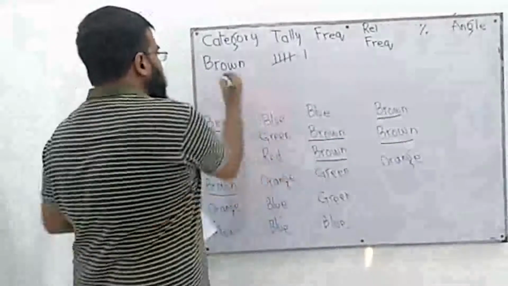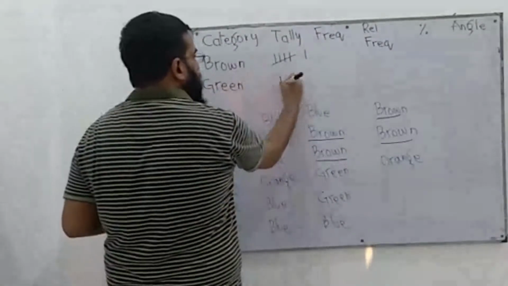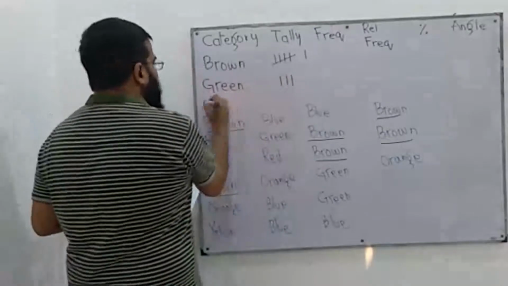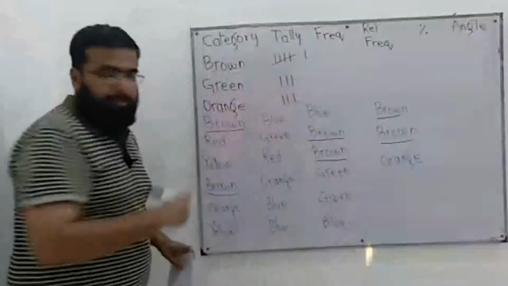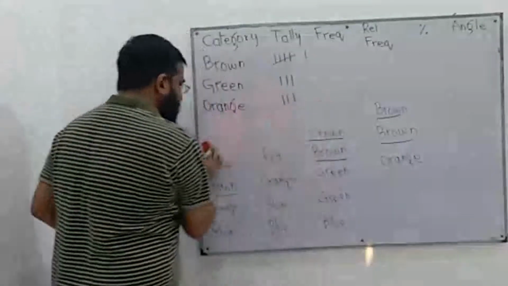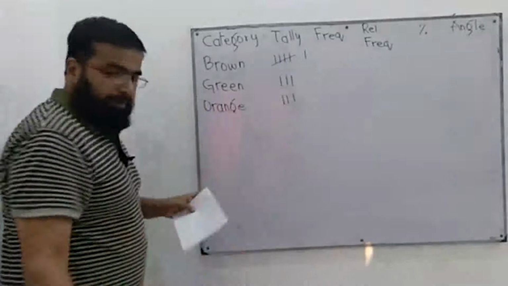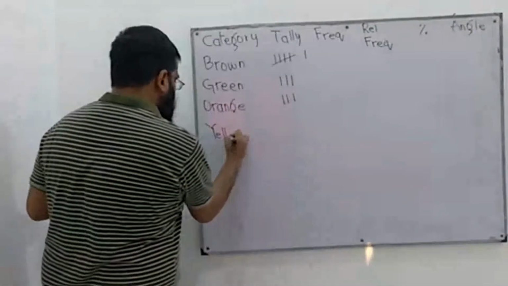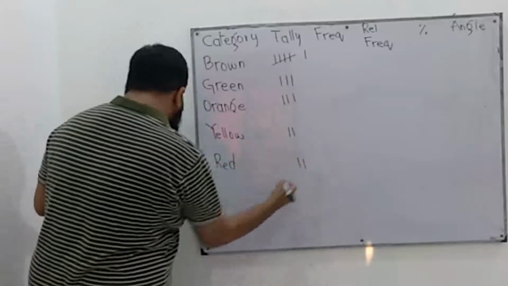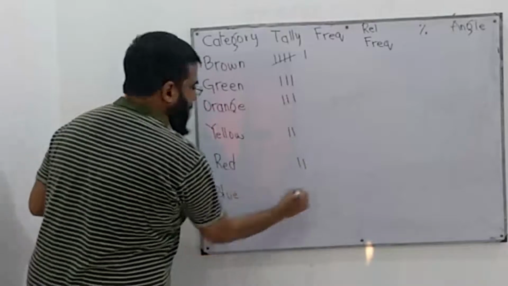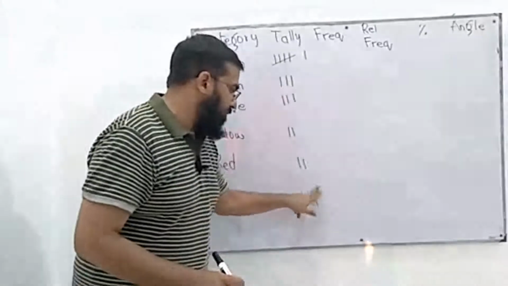Similarly, the next is green, and we find 3 instances of green here. So we write 3. Then the next is orange, and we find 3 instances of orange in this table. We'll keep on counting. You can count it at home. Count it yourself. And yellow, for yellow we have 2 instances. We have only 2 red candies and 5 blue candies. So we'll count it like 1, 2, 3, 4, and the fifth line will cross it. So this set now contains 5.